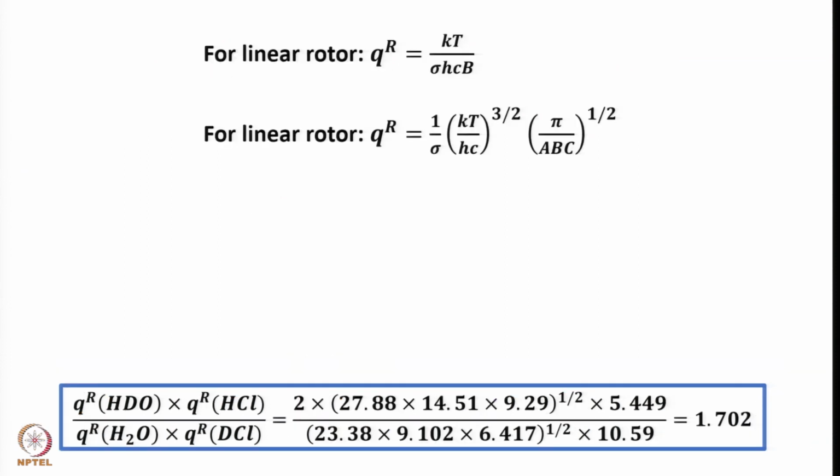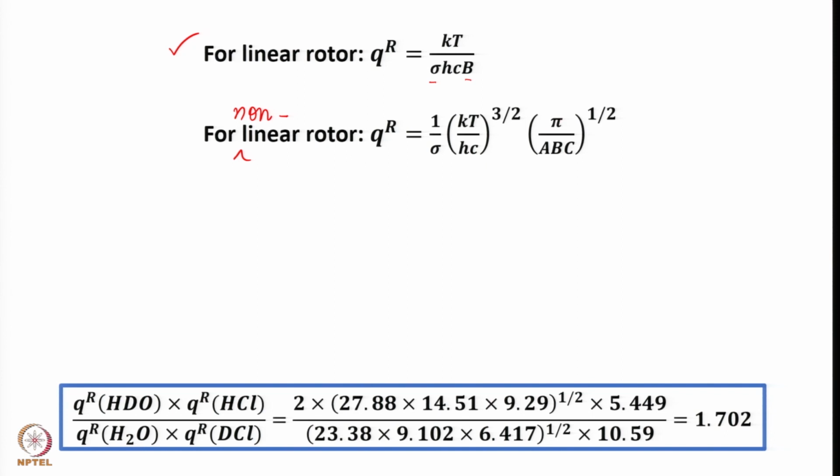Now let us look at rotational contributions. For a linear rotor, like your DCl, like HCl, the rotational contribution to the partition function is given by kT by sigma h c B, where we know sigma is the symmetry number and B is the rotational constant. And for a non-linear rotor, you have 1 by sigma times kT over hc raised to 3/2 times root pi over root ABC.